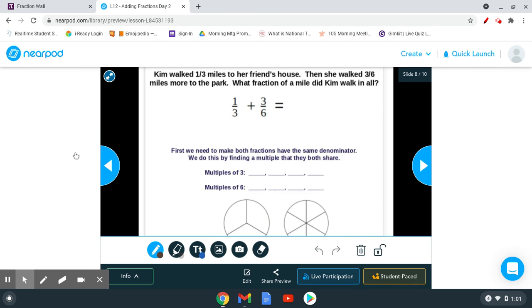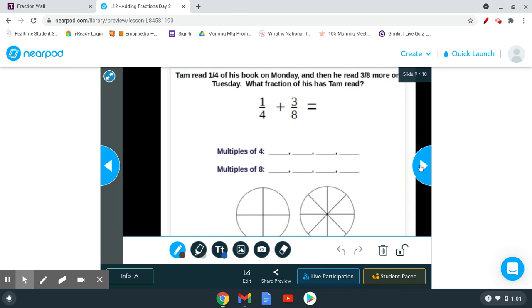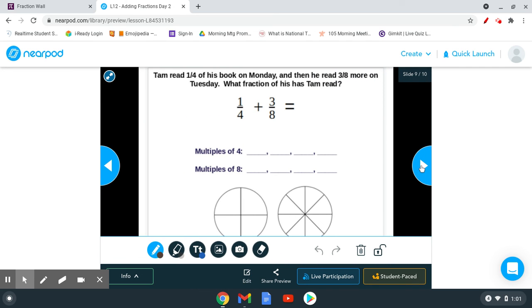So now your responsibility is to go ahead and try this problem independently. Make sure you submit your Nearpod when done. And again, you can always attend office hours if you have any questions.